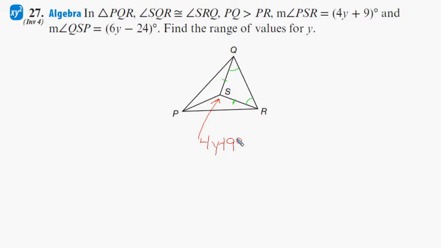QSP is equal to 6y minus 24. Okay, so that's going to be 6y minus 24. All right.